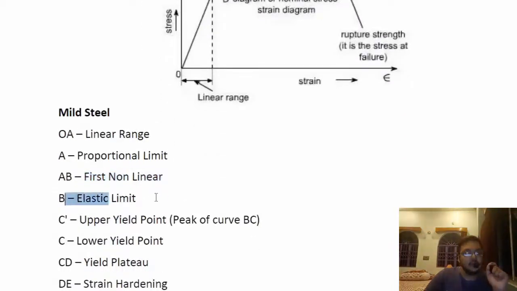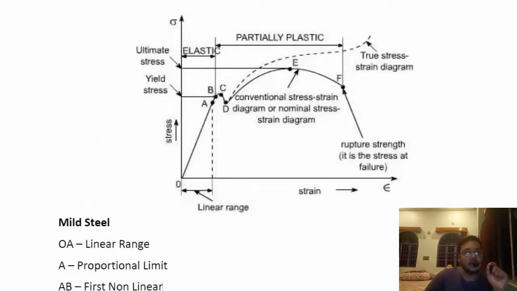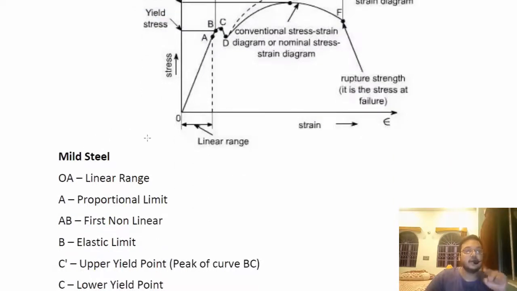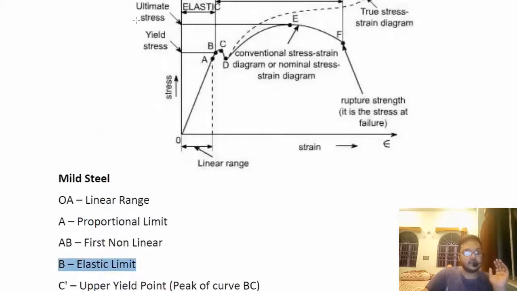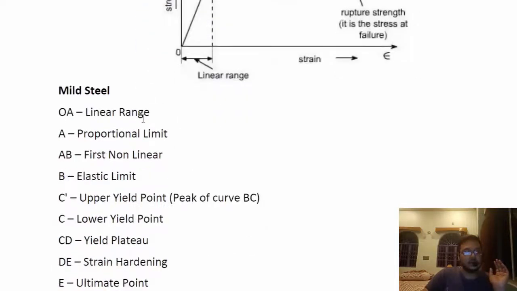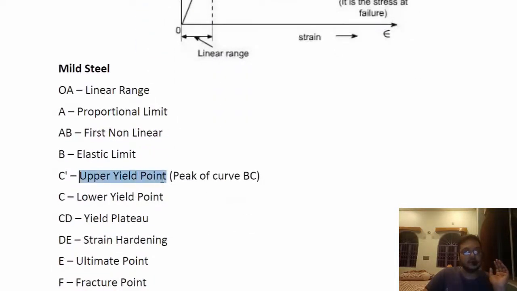Next is AB, which is the first non-linear part, and B is the elastic limit. B is the limit up to which the elasticity will be shown, and it is known as the yield stress. That amount of stress which is applied to reach up to the elastic limit is known as the yield stress.